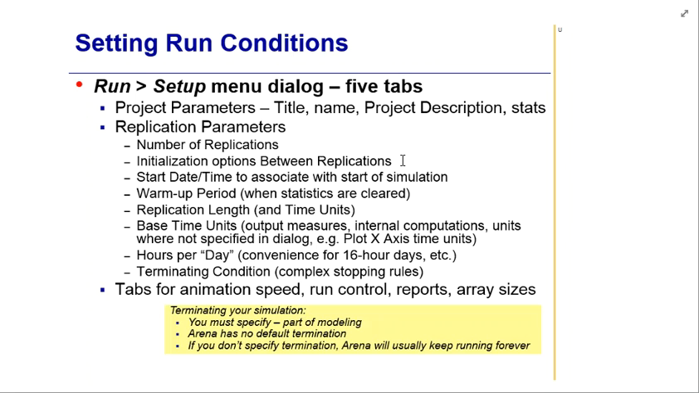You can look at various initialization options between replications. You can set things like start dates and times to associate with the start of the simulation. That would be used for looking at warm-up periods, probably the best place I can think of, before equipment can be pulled on. The important thing here too is your base time units. Make sure that they are the same, although Arena has the capability of adjusting between them. I've seen instances where it gets a little confused or out of whack on that.